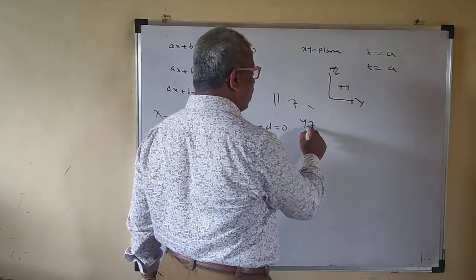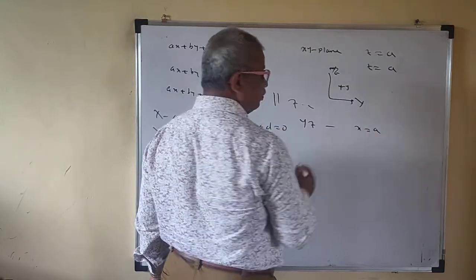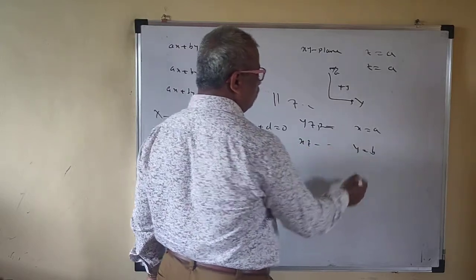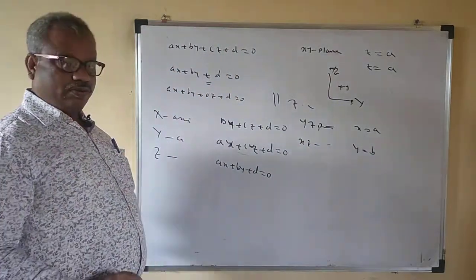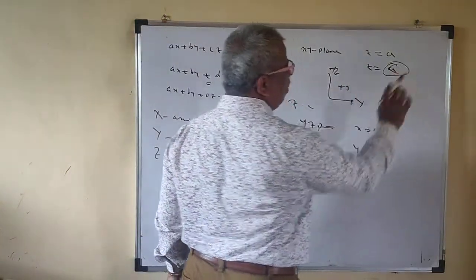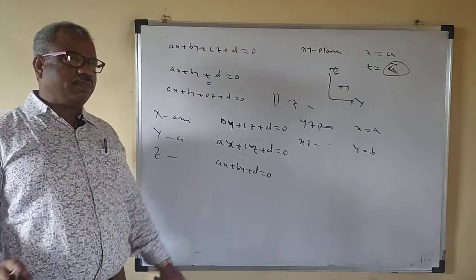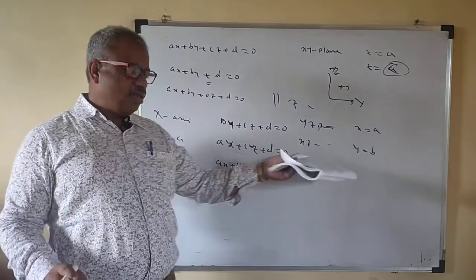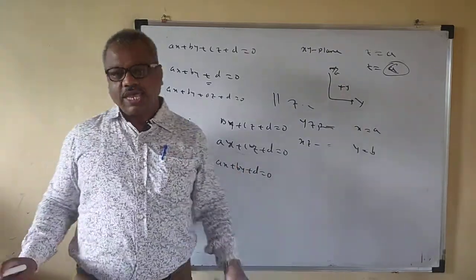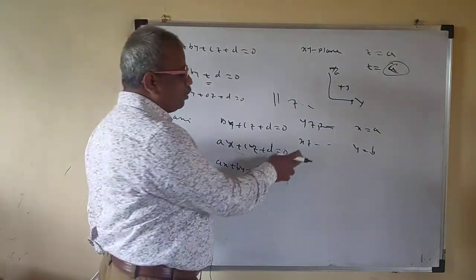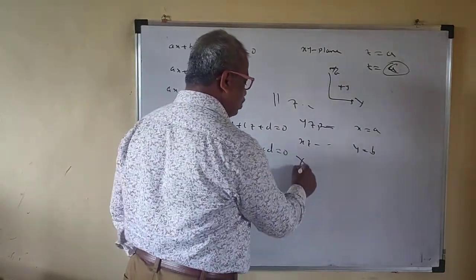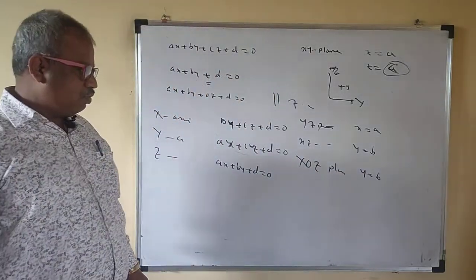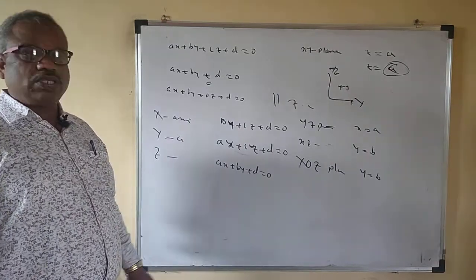A plane parallel to yz plane is x = a. And for xz plane, it is y = b, something like this. z = c, whatever the arbitrary constant is. So z = c is nothing but a plane which is parallel to xy plane. x = a is parallel to yz plane. So y = b is the equation of a plane which is parallel to xz plane, also written xoz plane. So y = b is the form of the equation of a plane which is parallel to this.